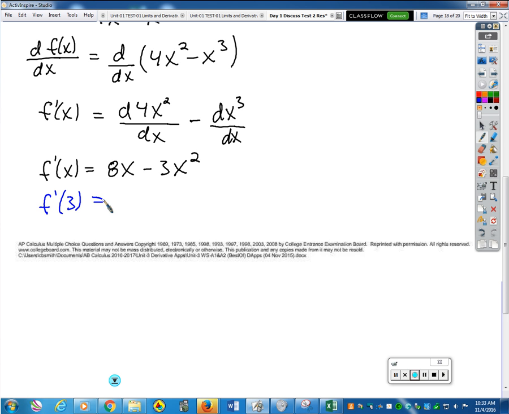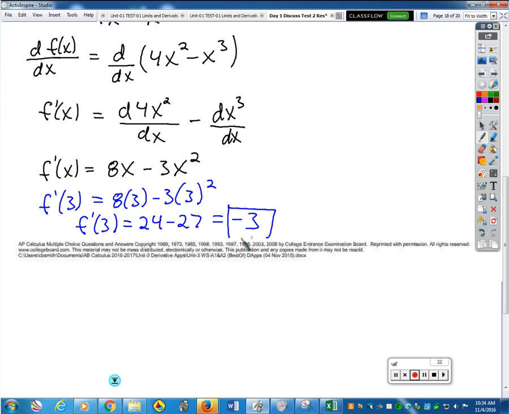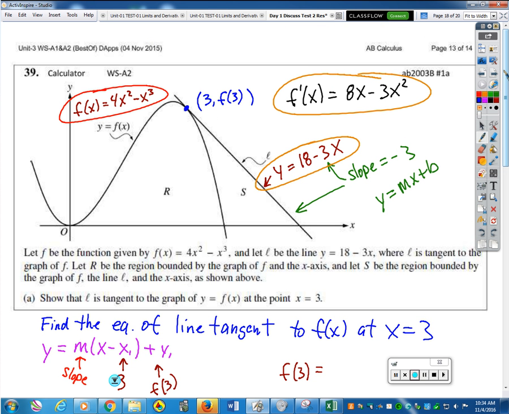Please write this in your notebook. F prime of 3 equals 8 times 3 minus 3 times 3 squared. So F prime of 3 is equal to 24, subtract 27. So the way you read this sentence is you say on the graph of f prime at x equals 3, the slope is going to be negative 3. That's the whole purpose for unit 2. And it already gave you the slope right there.